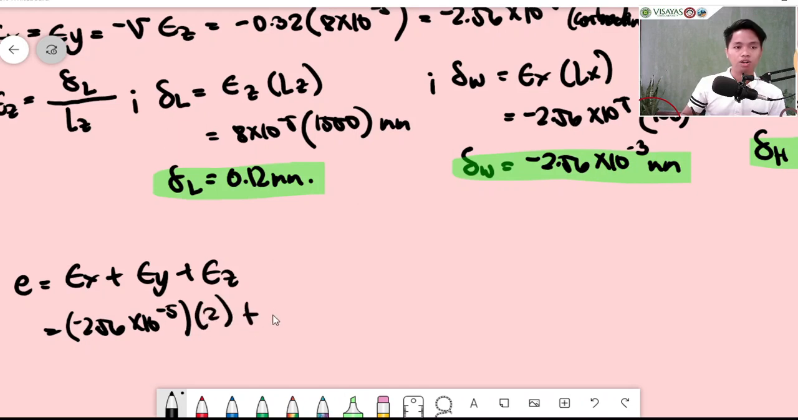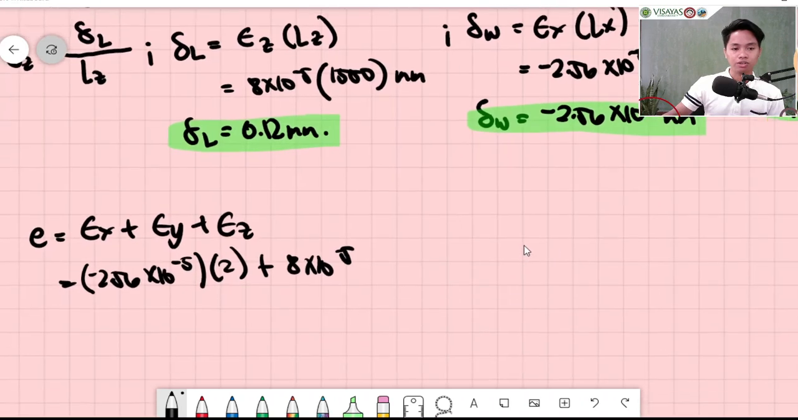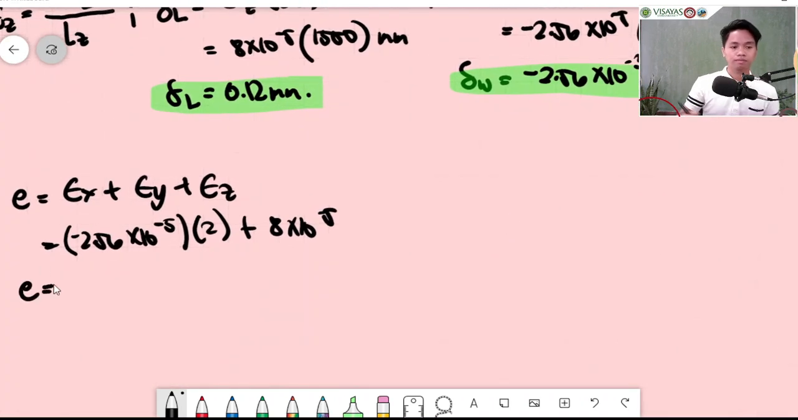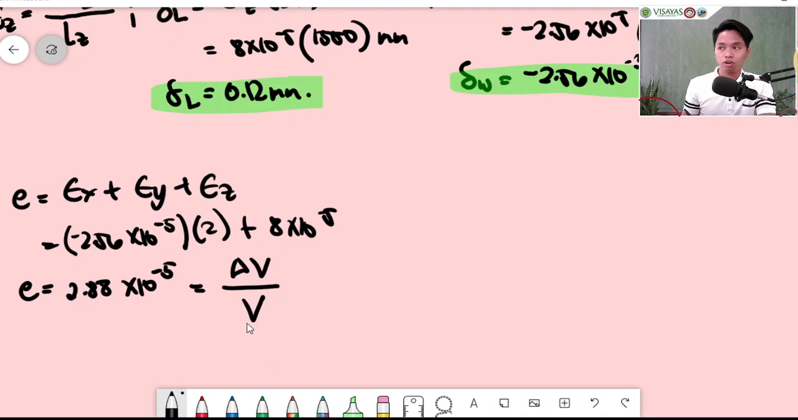Then plus your 8 times 10 to the negative 5. And that would be our dilatation or your volumetric strain. So that would be two times negative 2.56 times 10 to the negative 5 plus 8 times 10 to the negative 5. So our volumetric strain would be 2.88 times 10 to the negative 5. Since it is a strain, it is still unitless, so this would be our E. And again, if you can recall, this is equivalent to your change in volume over the original volume.